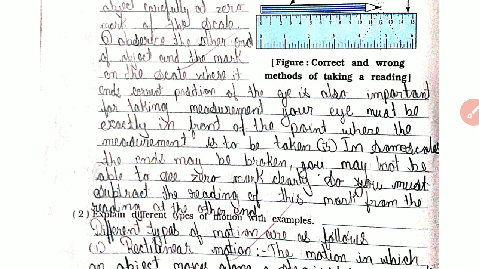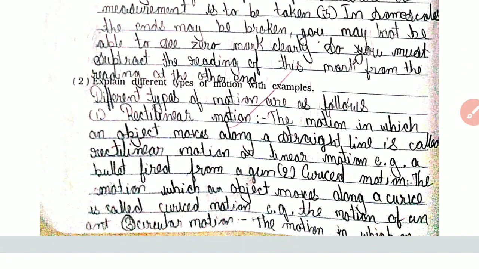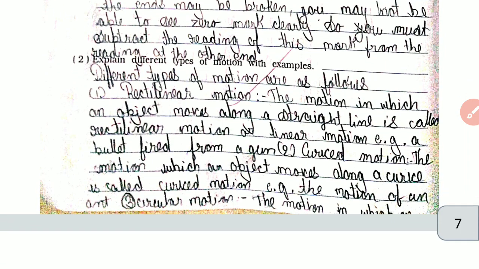Third, in some scales, the end may be broken. You may not be able to see the 0 mark clearly, so you must subtract the reading of the mark from the reading at the other end.